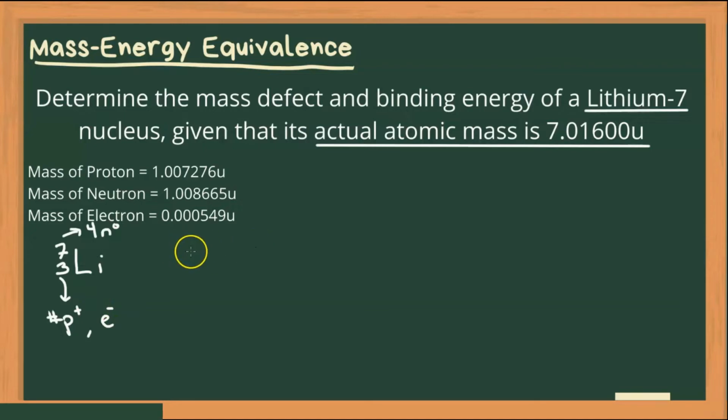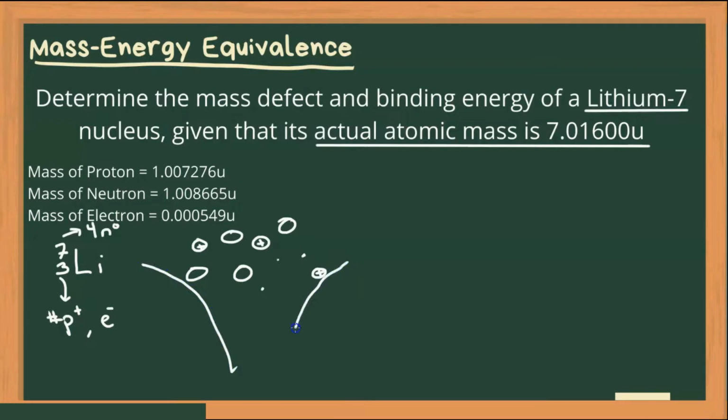So let's draw these out. Let's say just randomly we have some protons, 3 of them. We have 4 neutrons and 3 tiny electrons. Now they're just everywhere about. But if they were to come together to form a lithium-7 atom, their energy level drops and they become more stable. So if we have an energy drop due to conservation of energy, some energy must be given off.